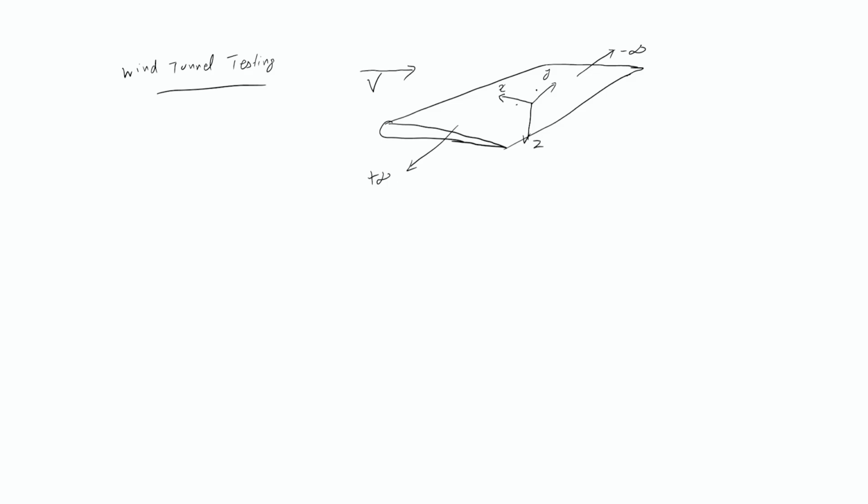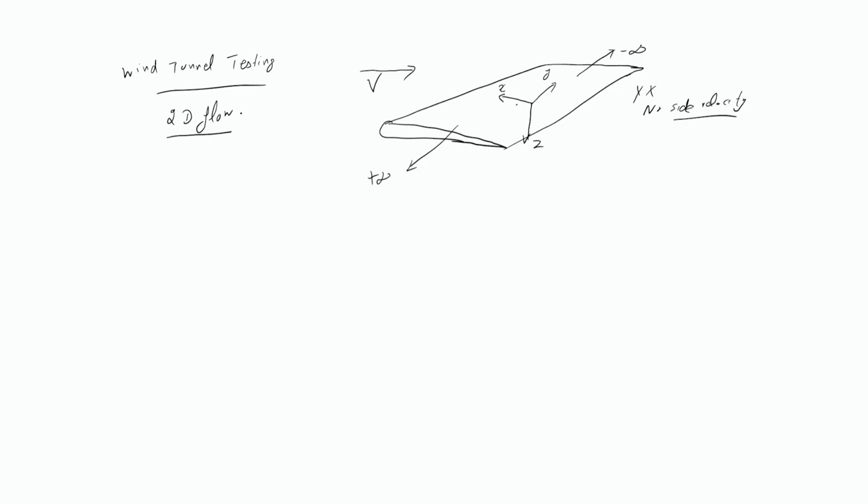In the wind tunnel, we assume it is always 2D flow. That means the flow is moving only in the x direction and in the z direction, but not in the y direction. There is no sideways motion, no side velocity.